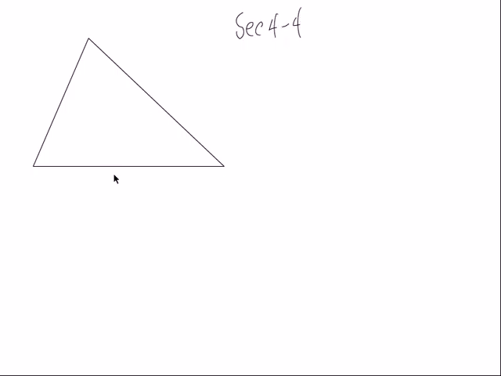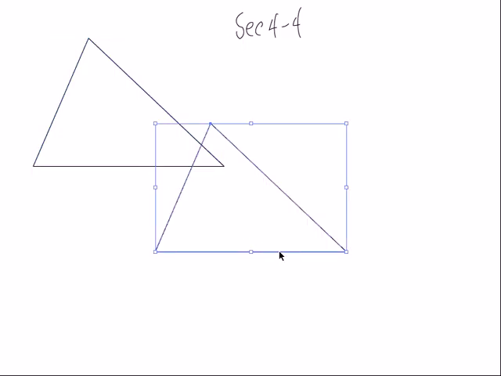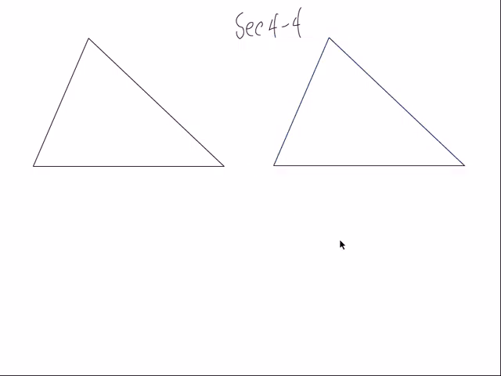So what I have here is a triangle. And watch, I'm going to purposely copy and paste it. So now what's true about these two triangles? They're congruent to each other. Now, if you remember from yesterday, in order for these triangles to be congruent, basically 6 things have to be true.